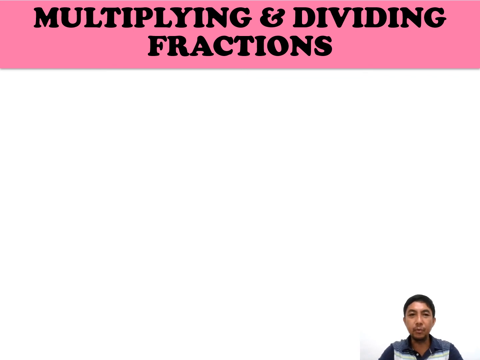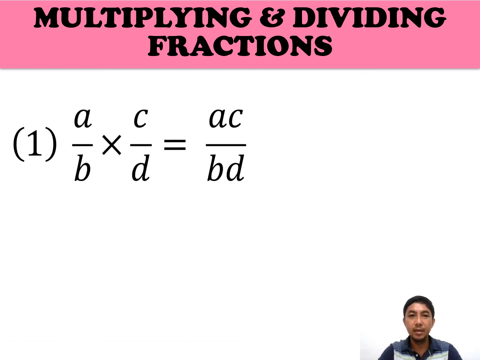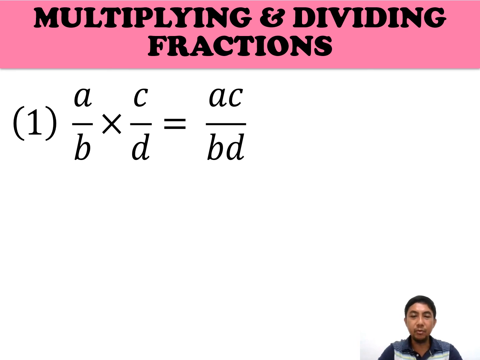Okay, so how about the rule for multiplying and dividing fractions? So here is the rule. If you are given two fractions, just multiply the numerator by numerator, and multiply the denominator by denominator. That means A over B times C over D means A times C divided by B times D. And then simplify if possible.